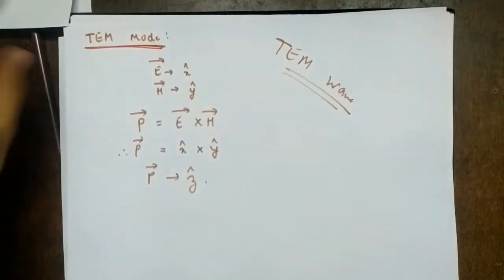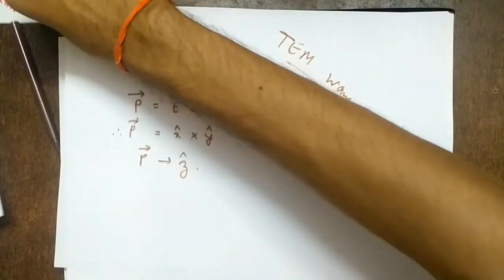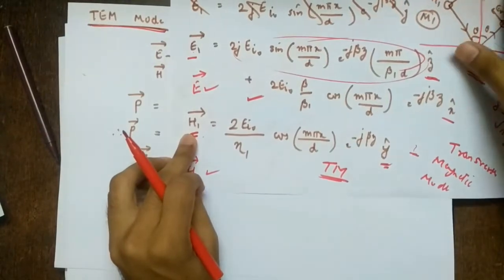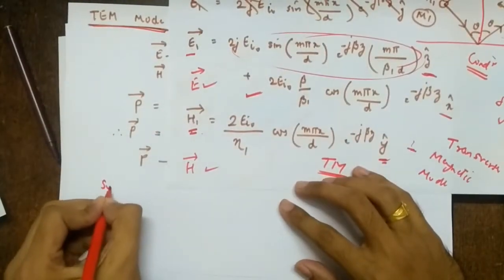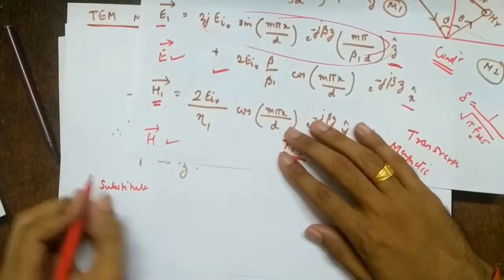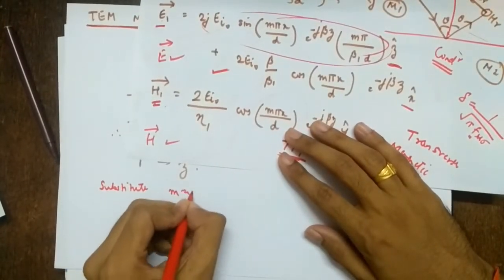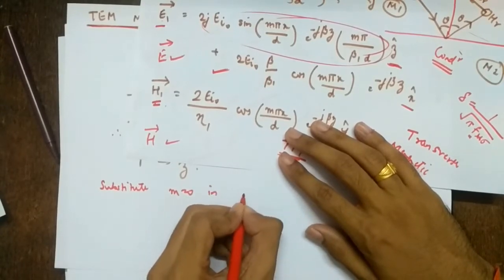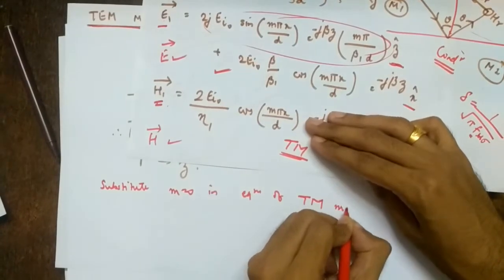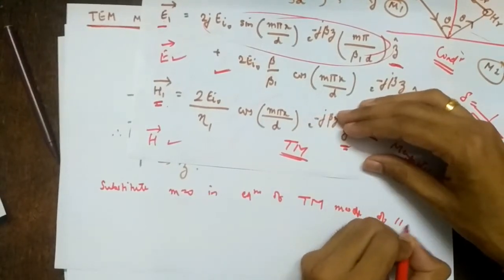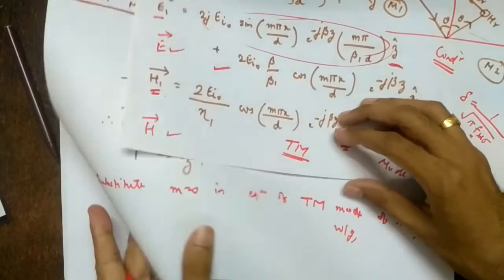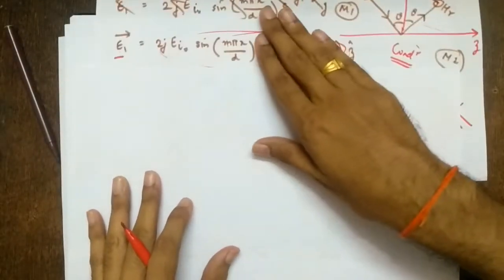Let's see what this mode is. Let's again go to the TM mode equations. This is the E1 vector, this is the H1 vector for TM mode. So let's substitute m equal to 0 in the equations of TM mode of the parallel plane waveguide. So you substitute m equal to 0. Let's see what we get.